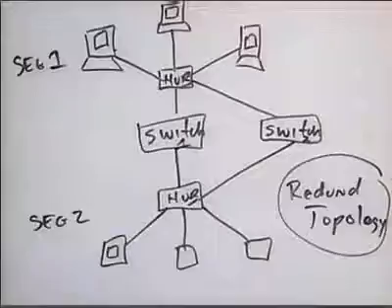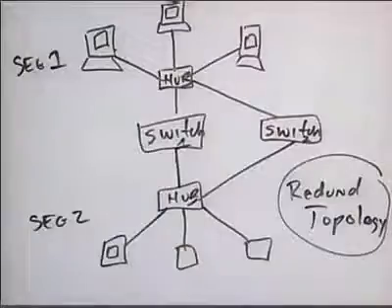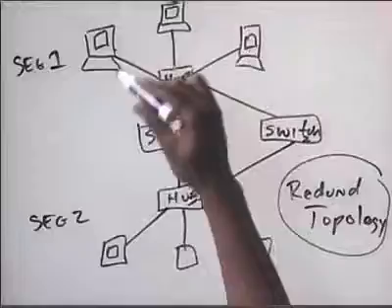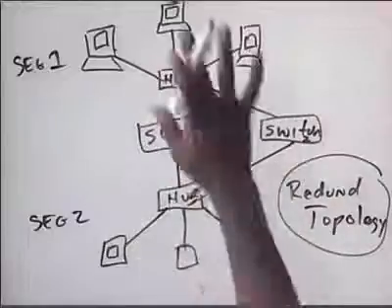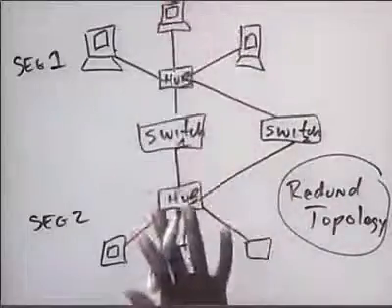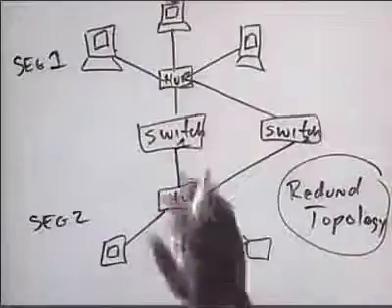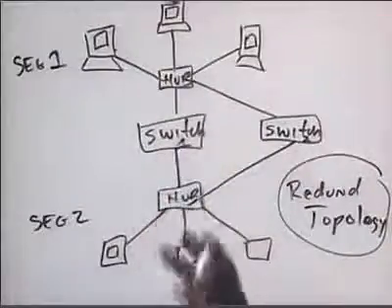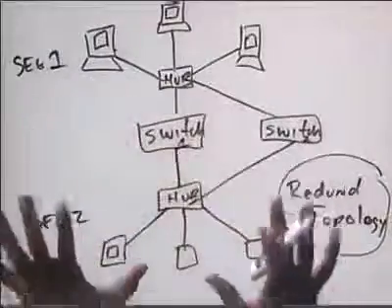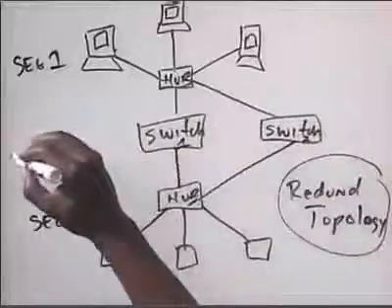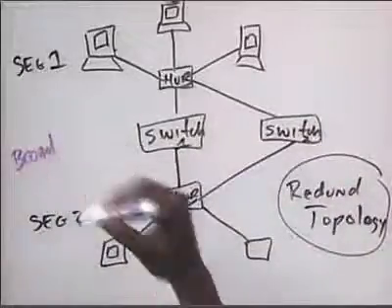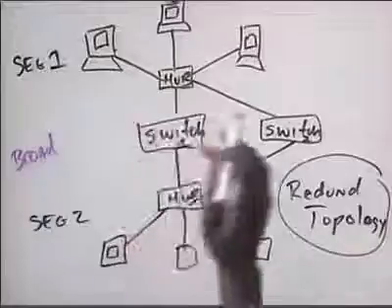One problem that occurs with redundant topology is the problem of broadcast storms. You'll recall that with switches, even though these are two separate collision domains here, one collision domain in segment 1, one collision domain with segment 2, in spite of the fact that we have two separate collision domains, this is still one big broadcast domain. Okay? So we've got one big broadcast domain here.